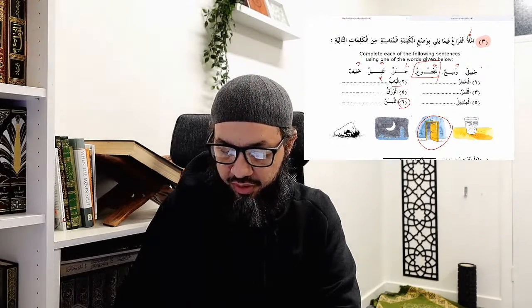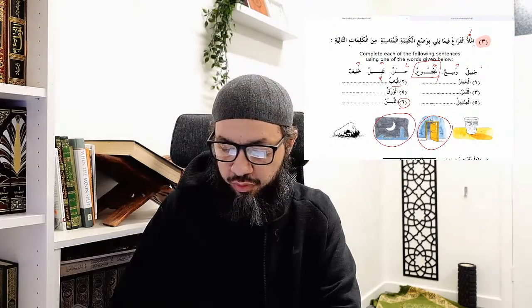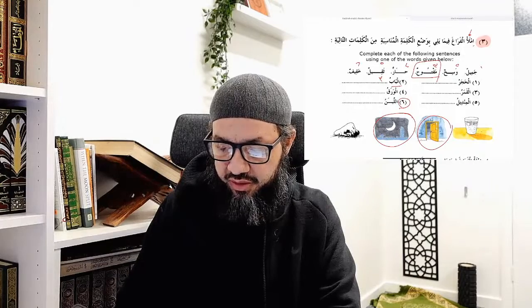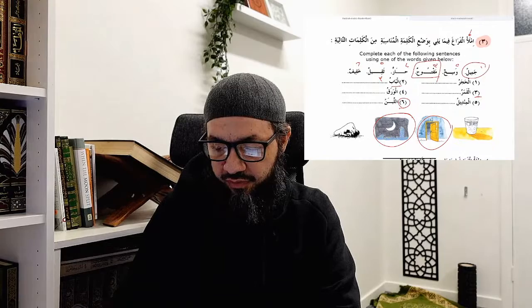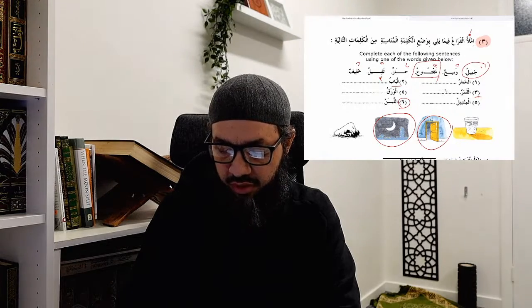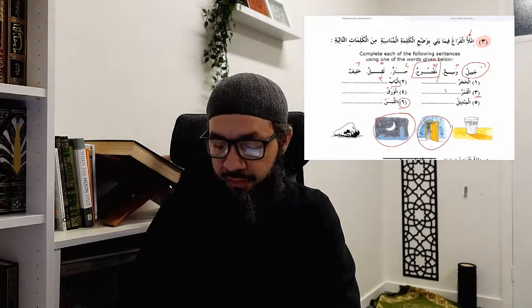Have a look at this picture. What can you see? The moon. Where's the word for the moon? Here it is, number 3 here. And what about the moon? Is beautiful, number 1, right? So number 3. Al-qamru jamilun.